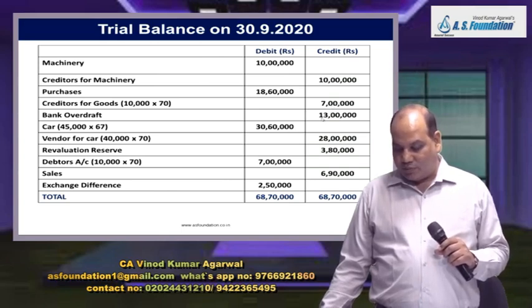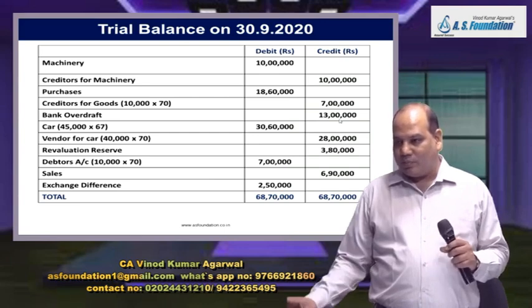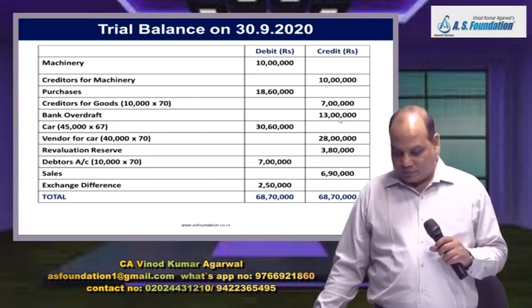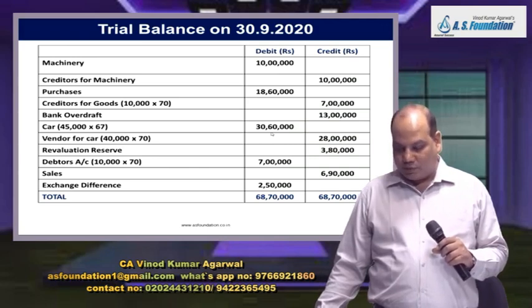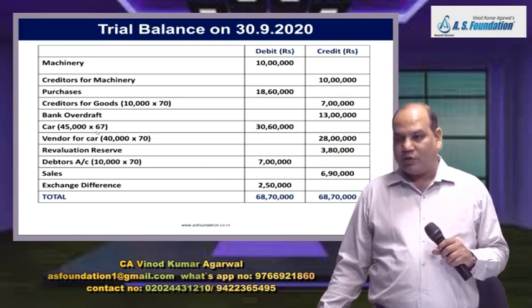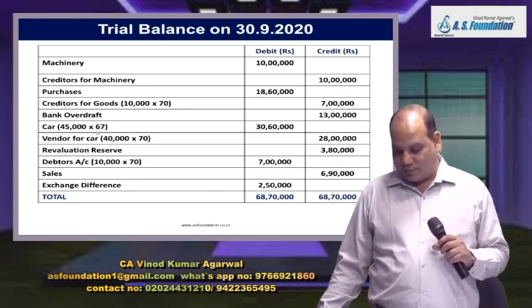Now what about the cash and bank? Is it negative 13 lakh? Have you taken that into account? Cash and bank is negative. All bank entry if you see 13 lakh. Car write down 30 lakh 60,000. 45,000 into 67. The last time when we revalued the rate was 67, that rate will be taken.